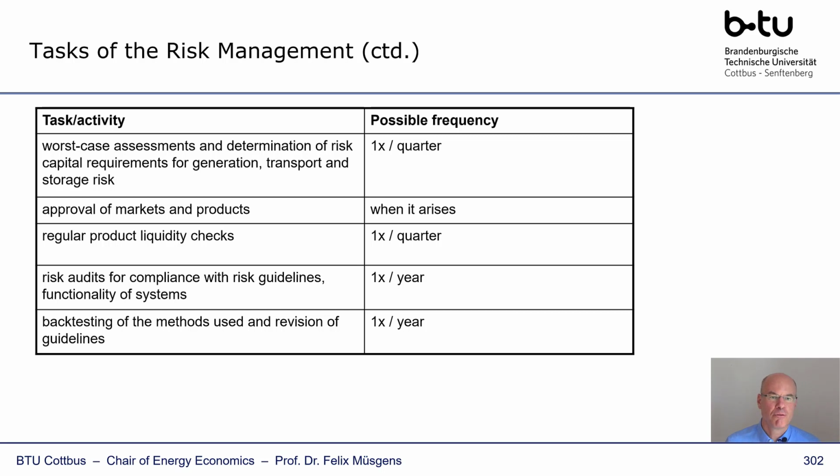Approval of markets and products should be done when it arises. Regular product liquidity checks should be done once per quarter. Risk audits for compliance with risk guidelines, functionality of systems should be done once per year. And backtesting of the methods used and revisions of guidelines should also be done once per year.